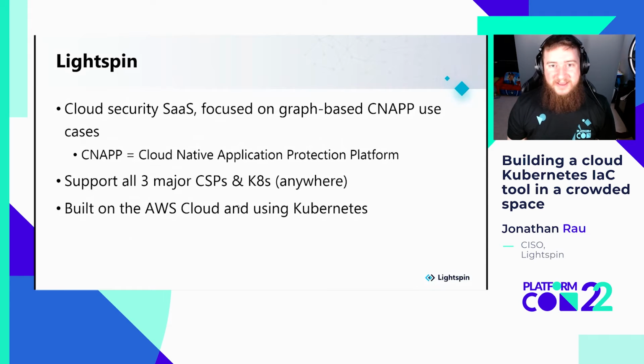So, Lightspin. Founded in 2020, Israeli based, but there is a US team, obviously. I'm based out of New Jersey. We're a cloud security software as a service company, and our niche area is that we are a graph based CNAPP. And CNAPP is Cloud Native Application Protection Platform. It's kind of an amalgamation, not really so much a single pane of glass, but imagine a tool built from the ground up with all the multiple capability sets within it.